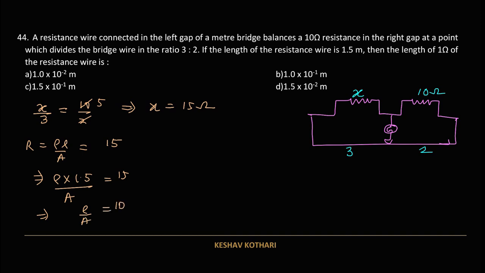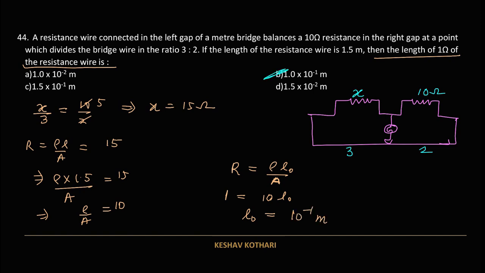Now the problem is asking us what is the length of the wire that will give us a resistance equal to 1 ohm. So I can say that resistance is equal to rho L naught upon A. The resistance requirement is 1 ohm, and rho by A is 10, so 1 is 10 into L naught. From here I can say that L naught is equal to 1 by 10, that is 10 to the power minus 1 meter. So option B is correct for this particular problem. Let us move to the next problem.